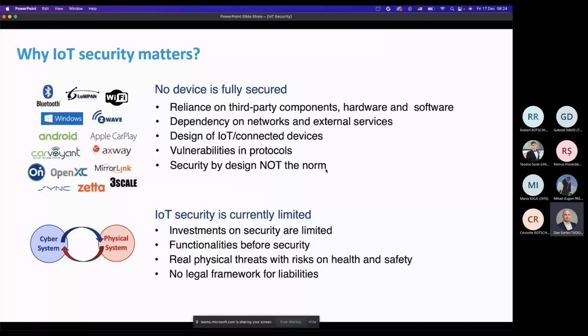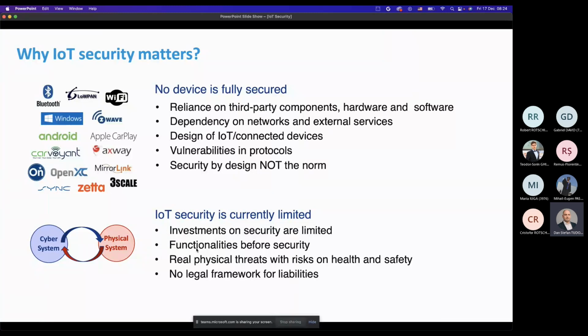So security by design, unfortunately, for IoT has not been the norm. The IoT sector has been developing over the past maybe 20 years or so. But given the fact that there were huge constraints even from the beginning, security was not the main concern of the IoT device manufacturers. IoT security, therefore, is currently very limited. There are investments in security and in standardizing security for IoT systems, but these are very shy compared to, let's say, similar investments in the security of regular PCs.